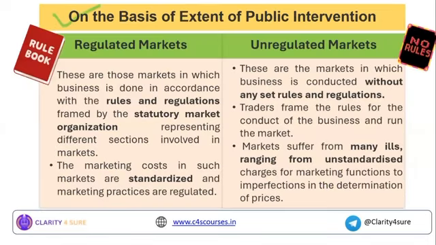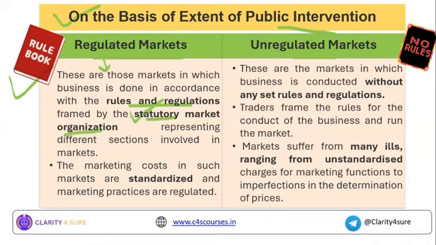And the last one is on the basis of extent of public intervention. First is the regulated market, second is the unregulated market. You can point out the difference, right? A regulated market works by the rule book. There will be rules and regulations framed by a statutory market organization. There will be a specific law binding the statutory organization, which will frame the rules.